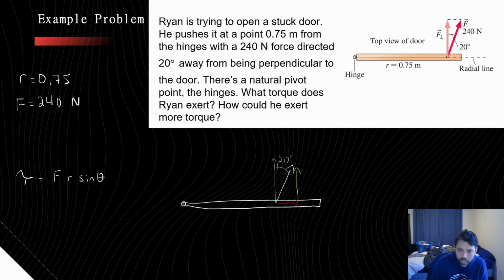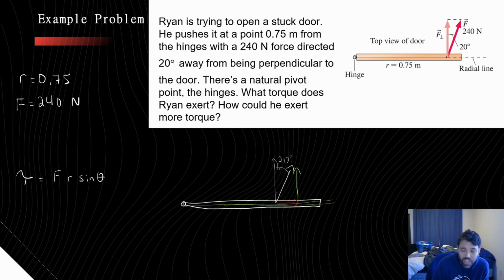Because the component we want is this green one here, this one going perpendicular to the door, right? Here's the radial line, going along the door from the hinge of the door through the spot where we apply the force. So there's a radial line, that light green line. So I want this thick green line, the one that is perpendicular to that spot.